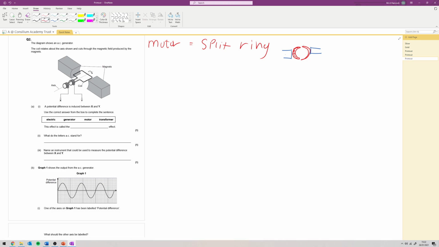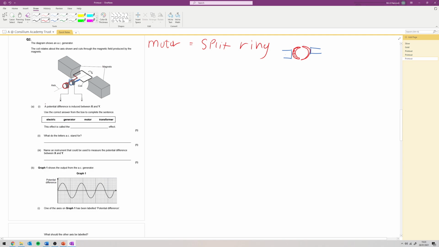Now, this is a slip ring. So you see here, this ring allows this part of the wire to stay in contact with it at all times. And this ring here allows this wire to stay in contact with it at all times. But the red one will not touch the blue one, and the blue one will not touch the red one. So you can use this to create an AC current. This is an AC generator.